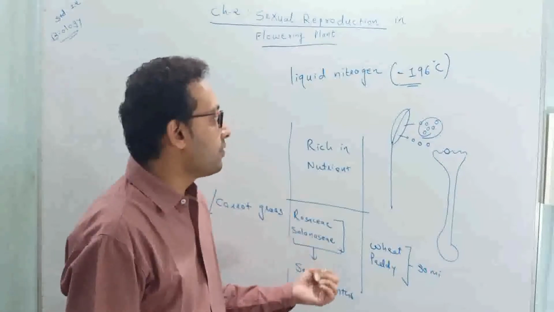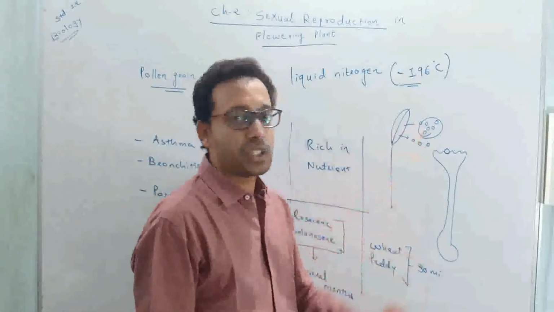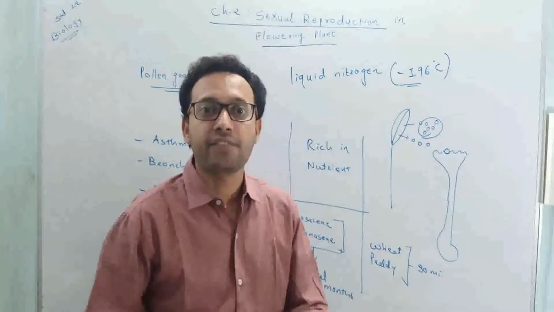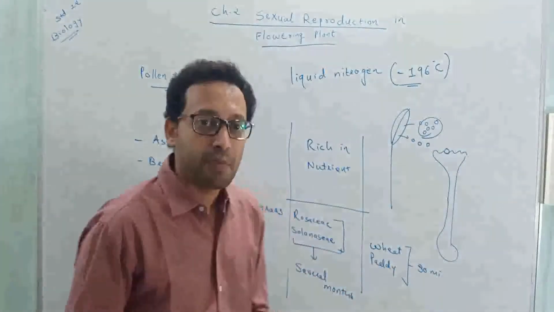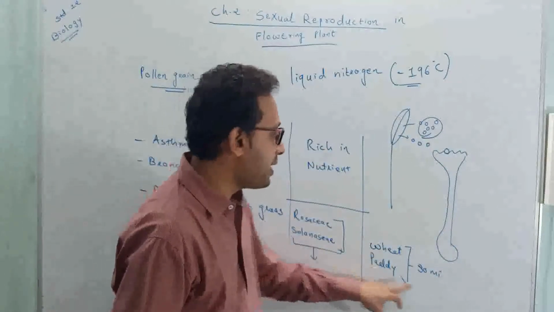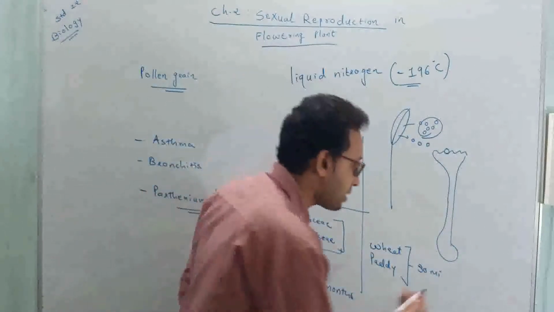Next, the viability of this pollen grain. Once it is released from an anther, or shed off from an anther, how much time does it remain viable? It depends on the type of plant species. In case of wheat and a paddy plant, it can remain viable for 30 minutes.